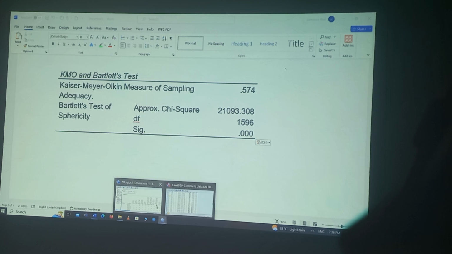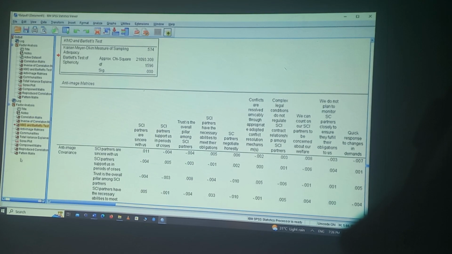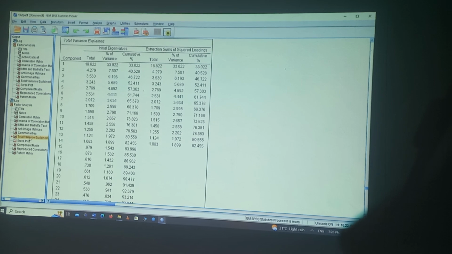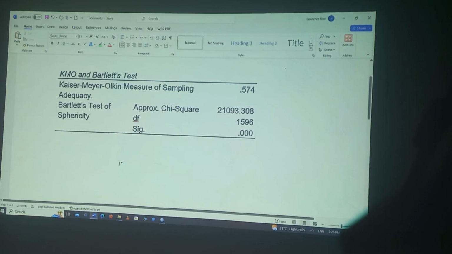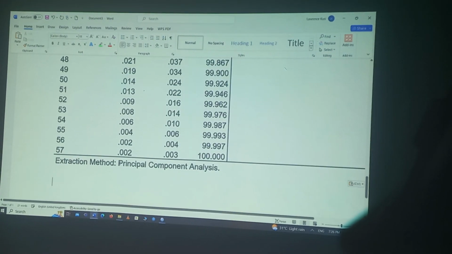Apart from KMO, where else do you have to go? We look at the test of sphericity. Yes, that one, then you are okay with that as well. After that, which table do you go to? Total variance explained. That will also give you an idea about the number of factors and also common method bias.